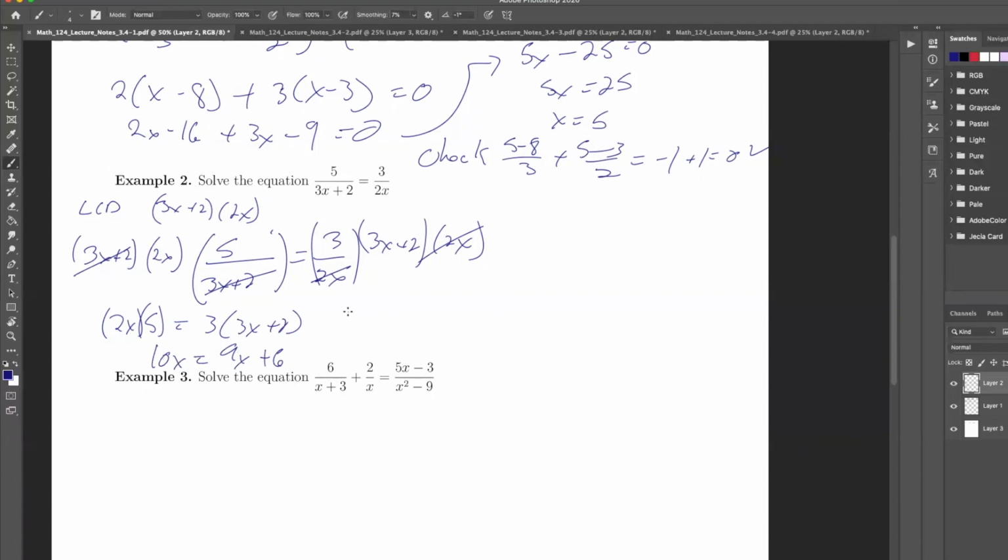If I move the 9x over, I get x is equal to 6. And we just check that real quick. So we're going to check it. We have 5 over 3 times 6 plus 2 is equal to 3 over 2 times 6.